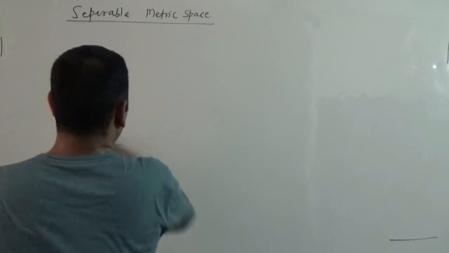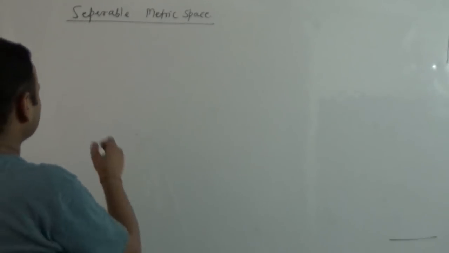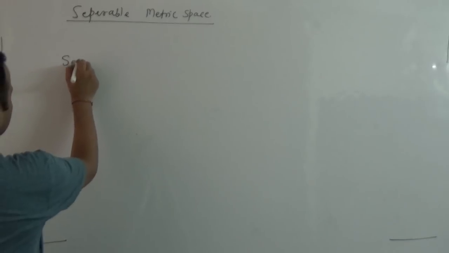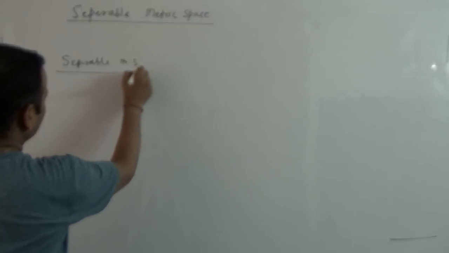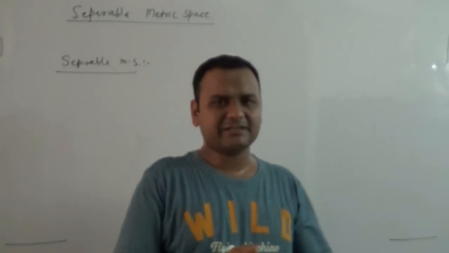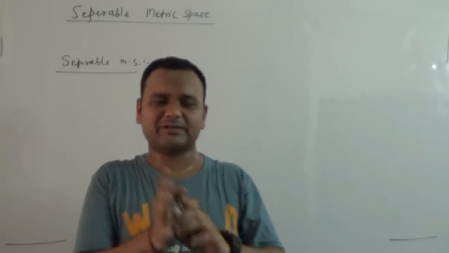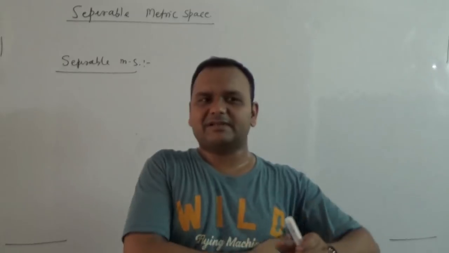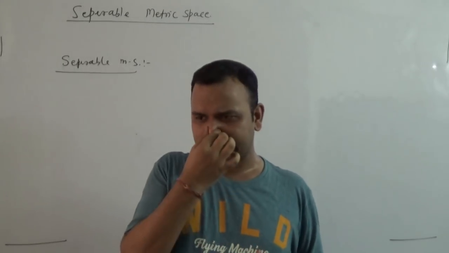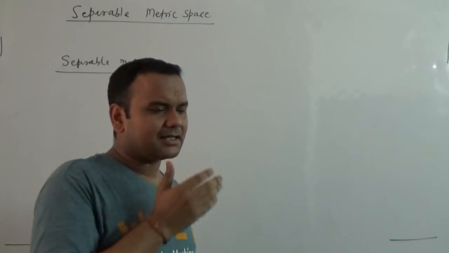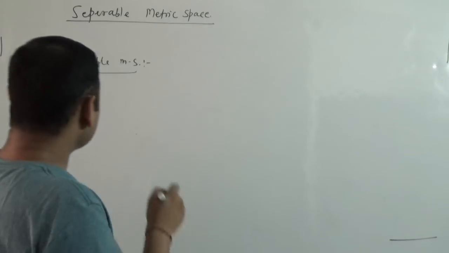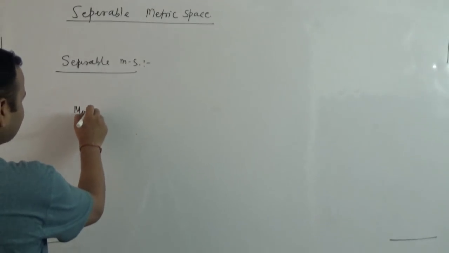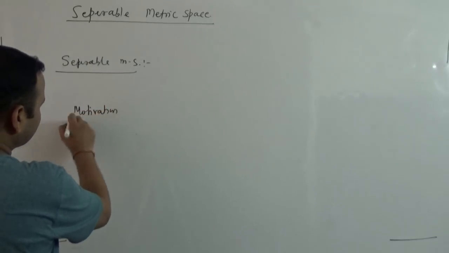So, as the title suggests, separable metric space. Let me write it down: separable metric space. The literal meaning of separable is to separate. You can separate something in some fancy way. So, let me give you some motivation for this. The motivation is very simple.